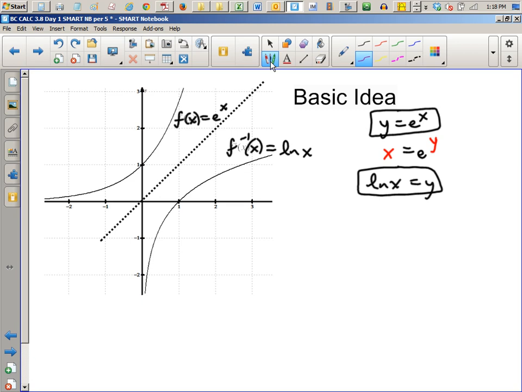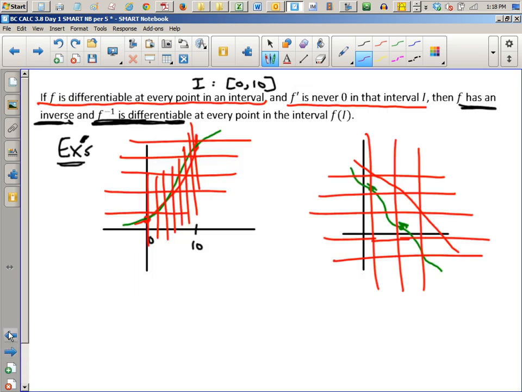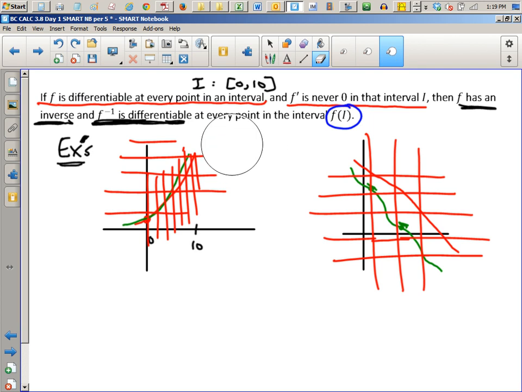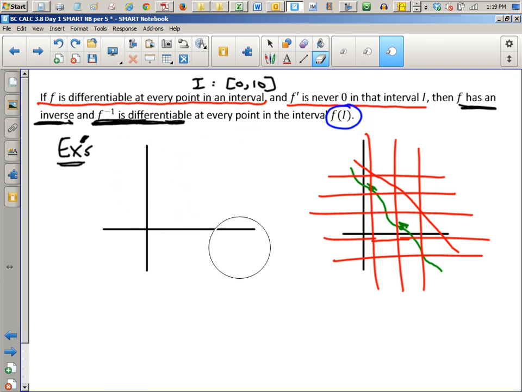Okay? Okay, it's really important to understand the last tiny bit of this sentence, right here. The inverse will be differentiable in the interval f of I. What is that talking about? So let me do my best to explain that to you so you really understand the whole theorem.